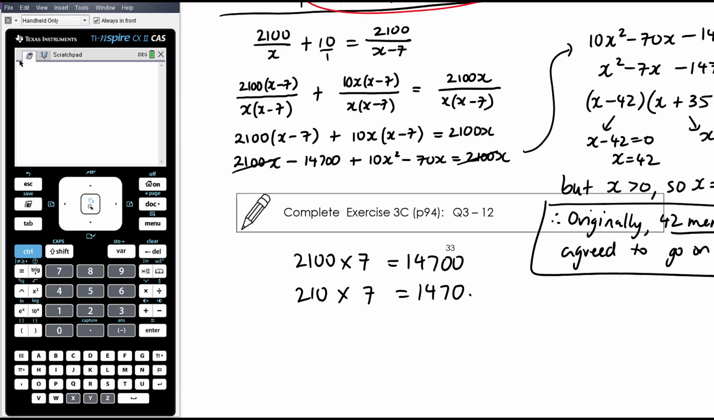Okay, so exercise 3C, a mixture of solving just equations, but I think there's also some worded equations in there for you to have a go at. So some good practice to be had there.